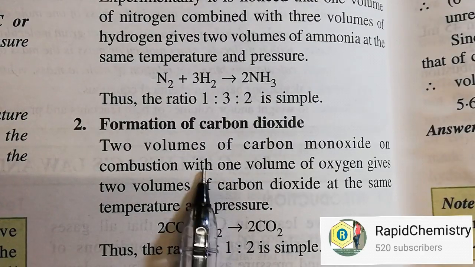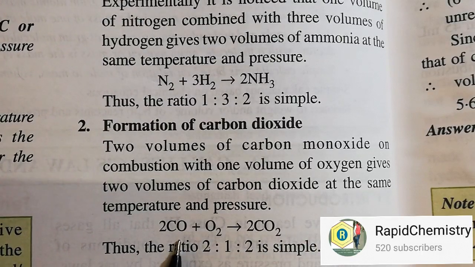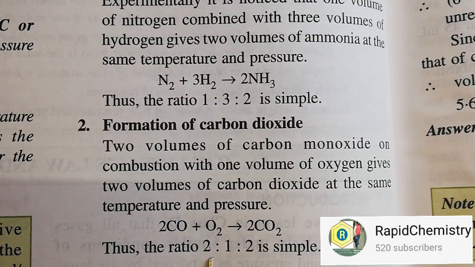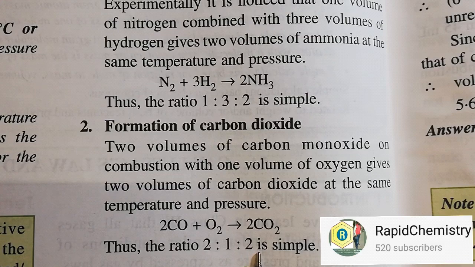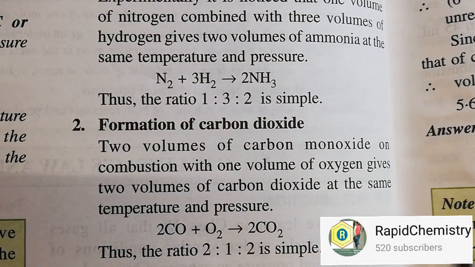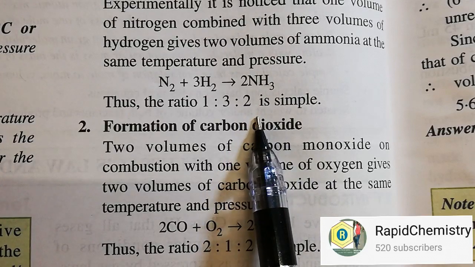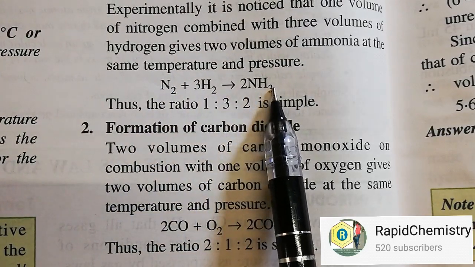Similarly, in another reaction, the formation of carbon dioxide from carbon monoxide and oxygen, they are all in the gaseous phase and maintain the volume ratio 2:1:2. That ratio is generally maintained, taking that all the substances are under the same temperature and pressure.